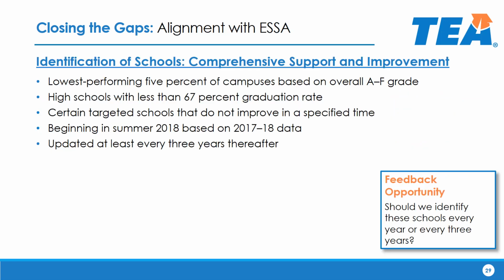Here's how we're planning to identify schools for comprehensive support and improvement. Lowest performing 5% of campuses based on overall A through F grade, high schools with less than a 67% graduation rate, or certain targeted schools that do not improve in a specified time. We're going to begin this in the summer of 2018 based on 17-18 data, and we're going to update it at least every 3 years thereafter. And so this is an opportunity for feedback. Should we identify these schools every year, every other year, or every 3 years?